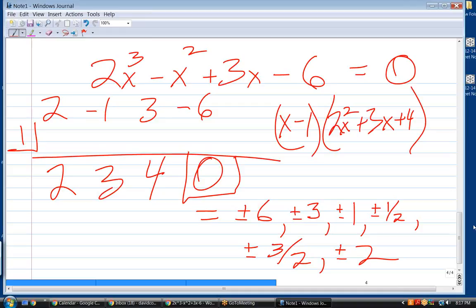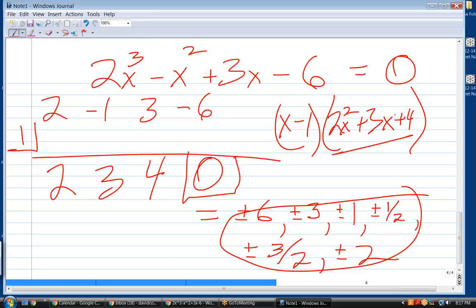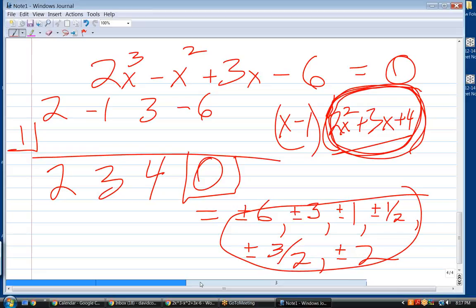Much better than just plugging these numbers into the equation until you find it works. That will give you the same answer, but it won't give you the leftover quadratic. You'll still have to then go in and divide it. So the synthetic division eventually saves you a step. When you find the solution, you also know the quadratic. And then you can always apply the quadratic formula to solve that for the other two solutions. Okay?